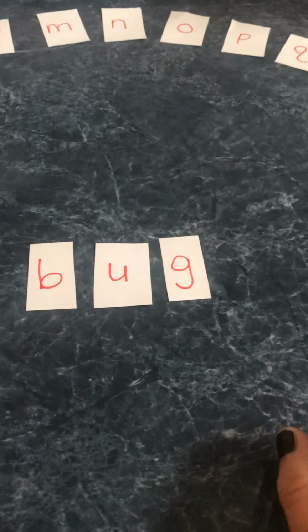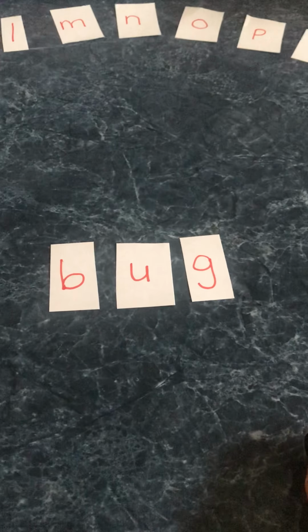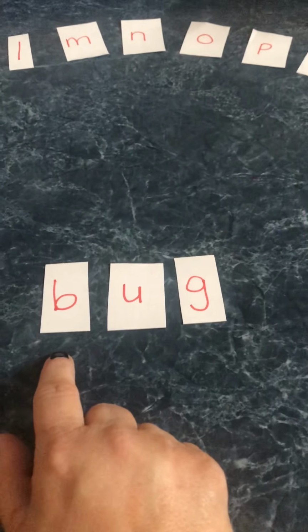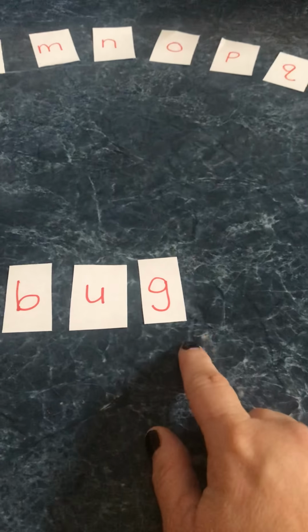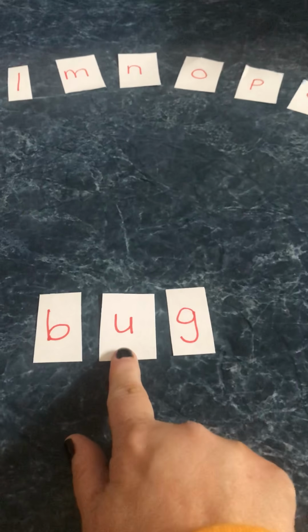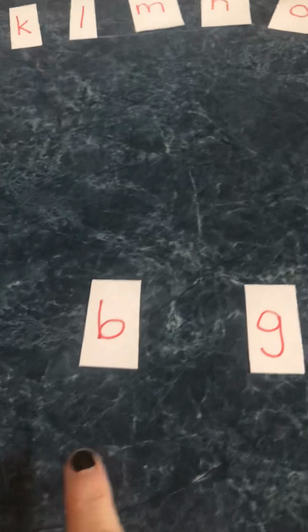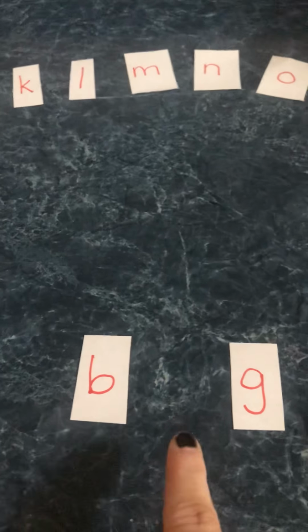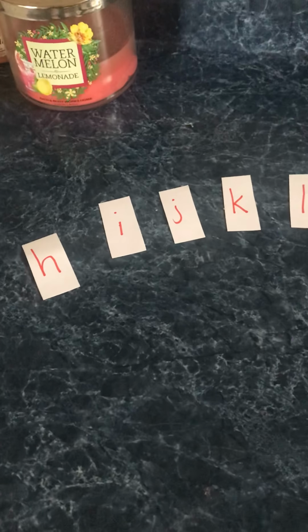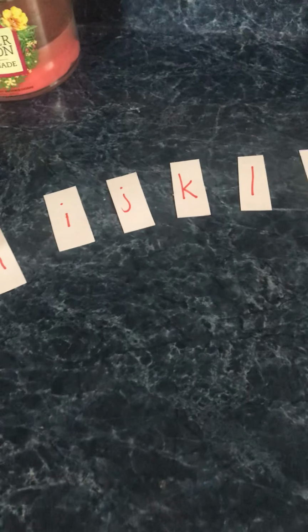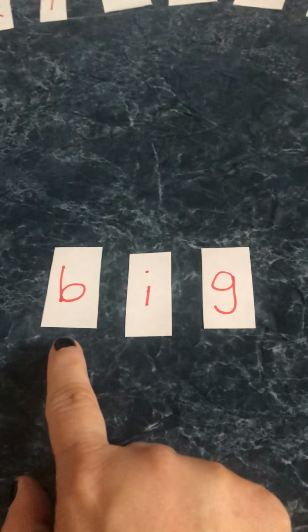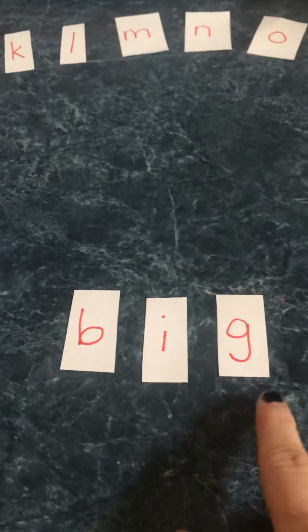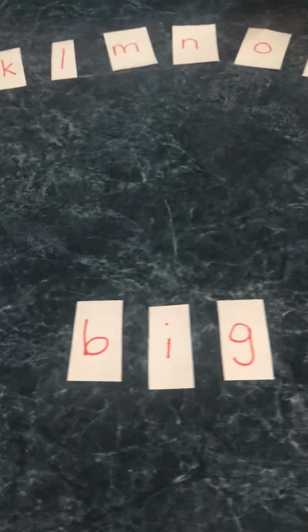Okay, let's try a little bit of a challenge one again. Let's change bug to big. Big. That's the same. Big. G is the same. Looks like we have to change out the vowel again. Let's put U back. Squeeze it in there. So we need a vowel here in the middle. B-I-G. I. I. What vowel says I? Like icky. That's right. It's letter I. Let's chunk it all together. Here we go. B-I-G. Big. Good job, kindergarten.